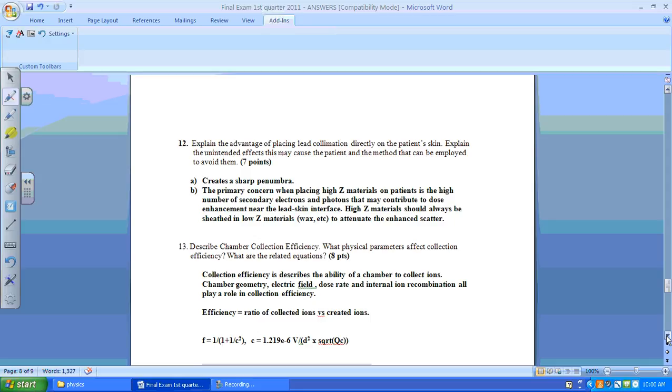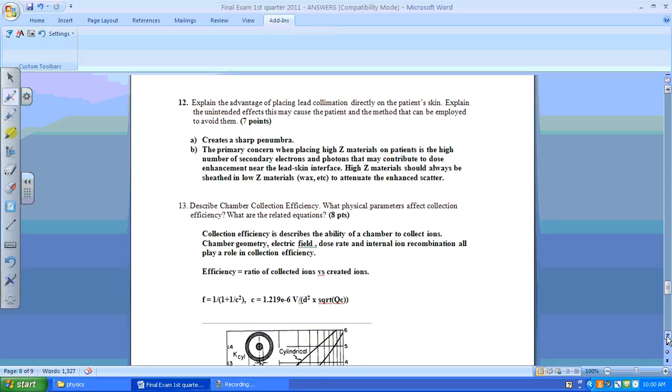Great. So do you put lead straight on the skin? No, because you can get electrons and low energy photons scattering off the edge and creating a hot spot right at the edge. So what we do is we wrap it in wax, and wax absorbs low energy electrons and low energy photons. Putting high Z materials on the patient produces a high number of secondary electrons and photons, so they should be sheathed in low Z materials such as wax. Okay, so that's what I was looking for.